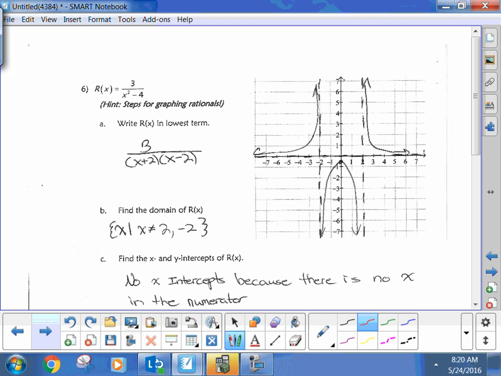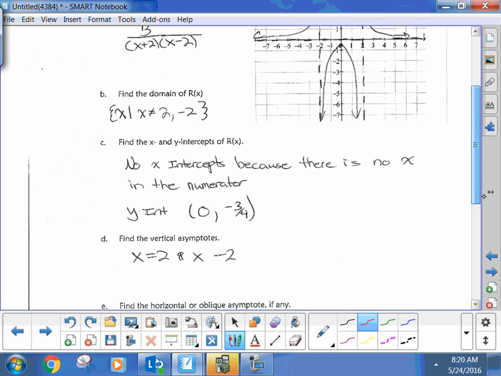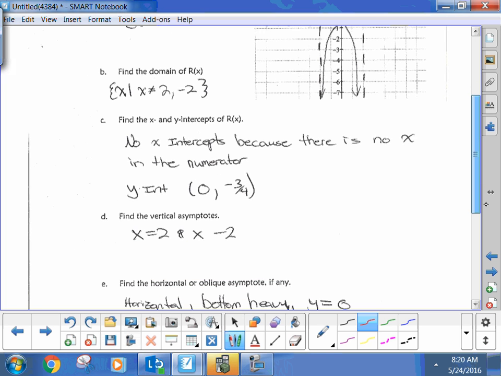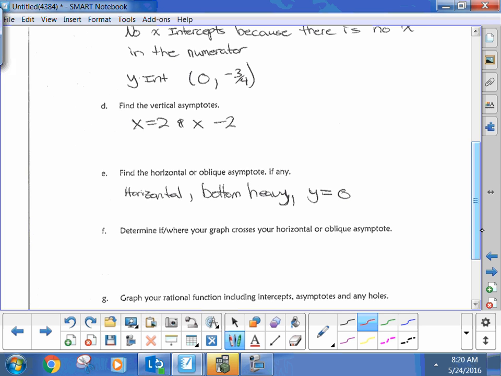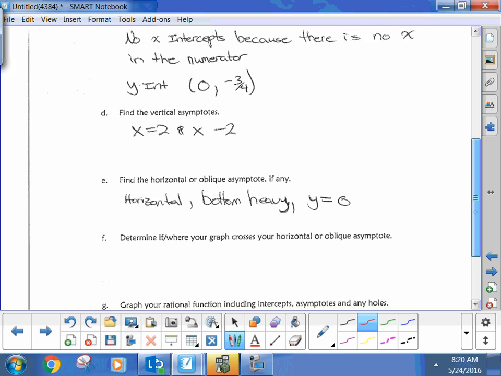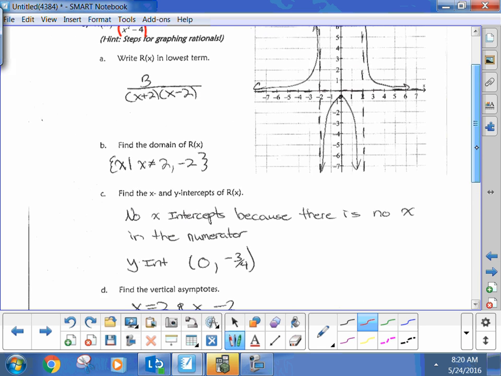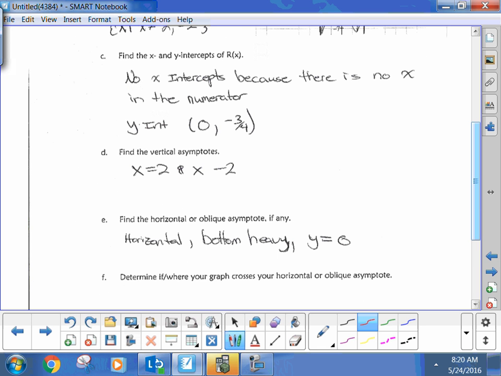Now, this last one, I was able to factor the denominator to get this. And the power that I had from that is I was able to find the domain. There was no x or y intercepts because there was no x in the numerator. We did have a y-intercept, and we also had vertical asymptotes, as you saw here. Same thing, this one was bottom heavy, so you had y equals 0. And this one did not cross. Okay, great.